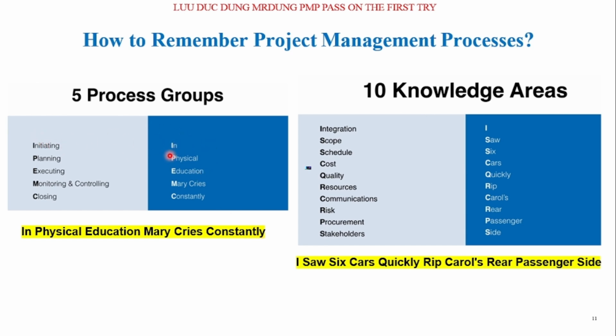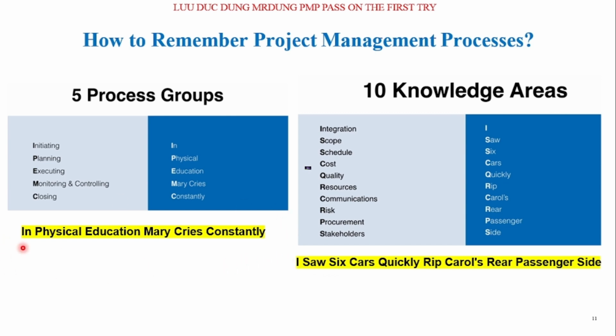Here we can remember it this way. For the 10 knowledge areas: integration, scope, schedule, cost, quality, resource, communication, risk, procurement, stakeholders. We can remember the sentence "I saw 6 cars quickly reach car room rear passenger side." Like this. But I think if we already manage some projects, we can remember them. No need to remember this sentence.